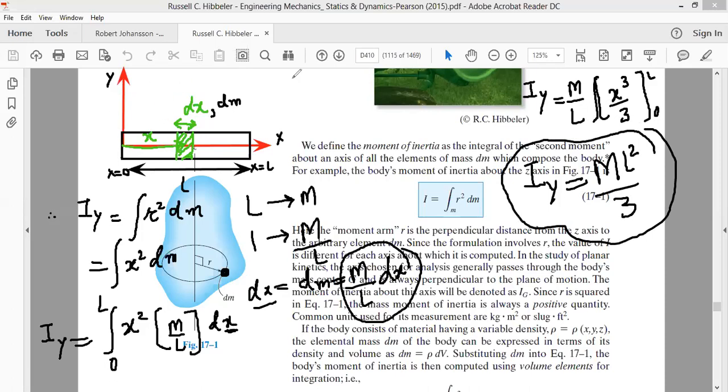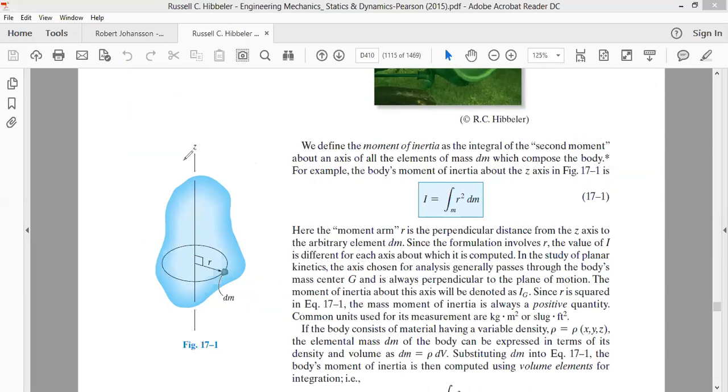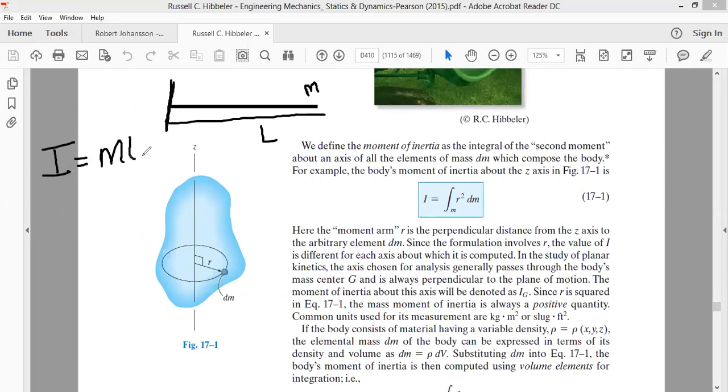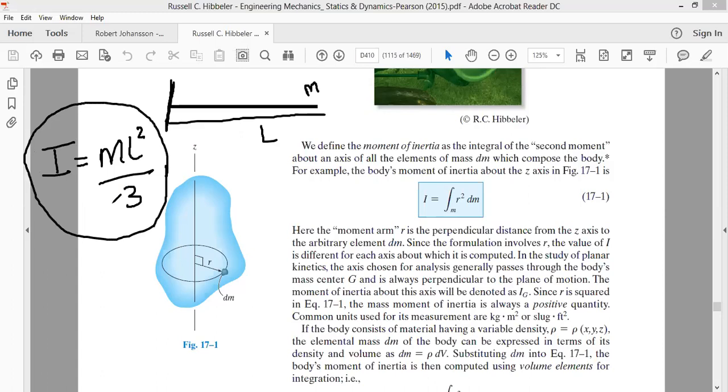Let me show you. If we have a rod of any area of cross section, and the mass of this rod is m and its length is, for example, L, then the moment of inertia about this axis is I, which is given as m L square by 3. This is the moment of inertia of the rod.